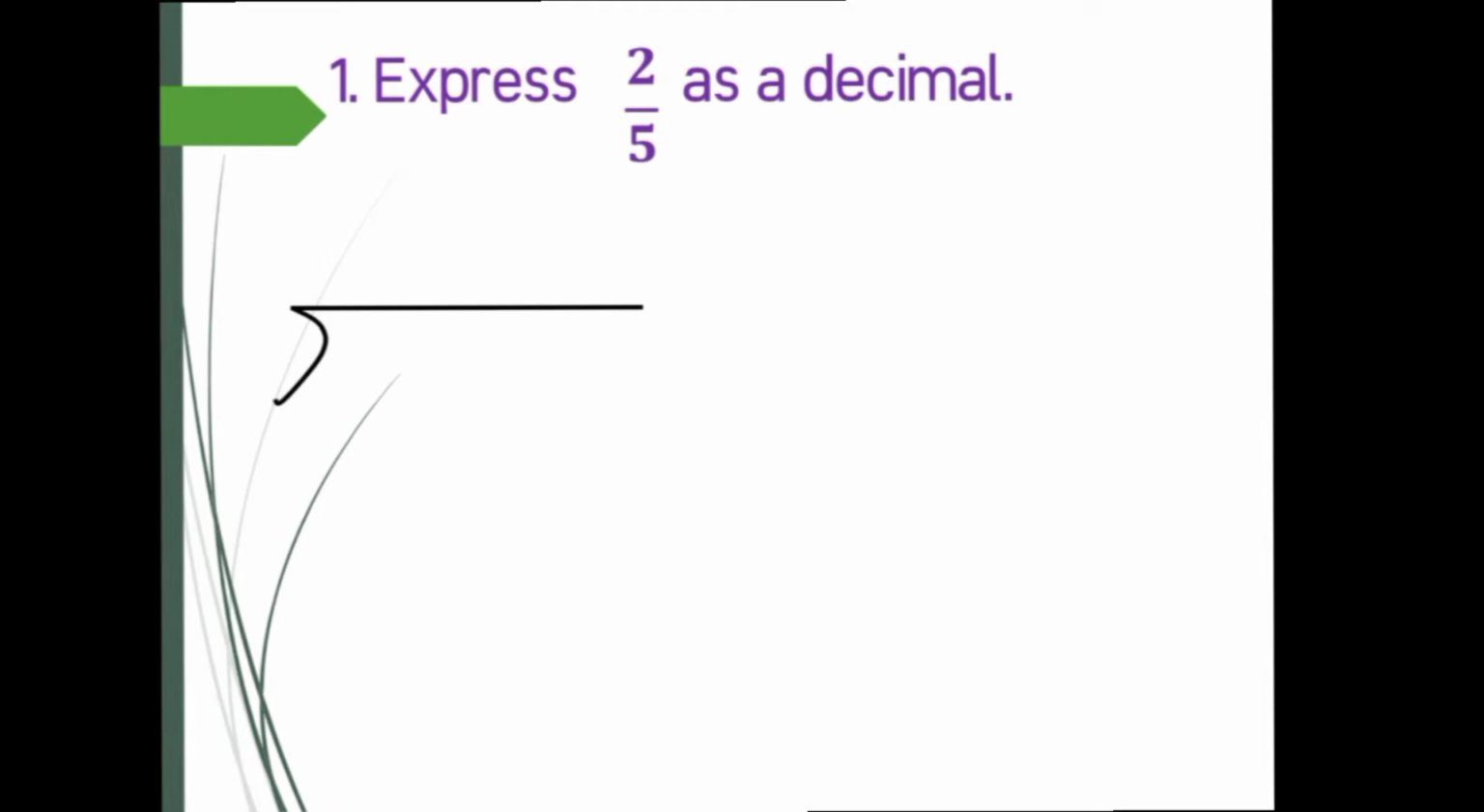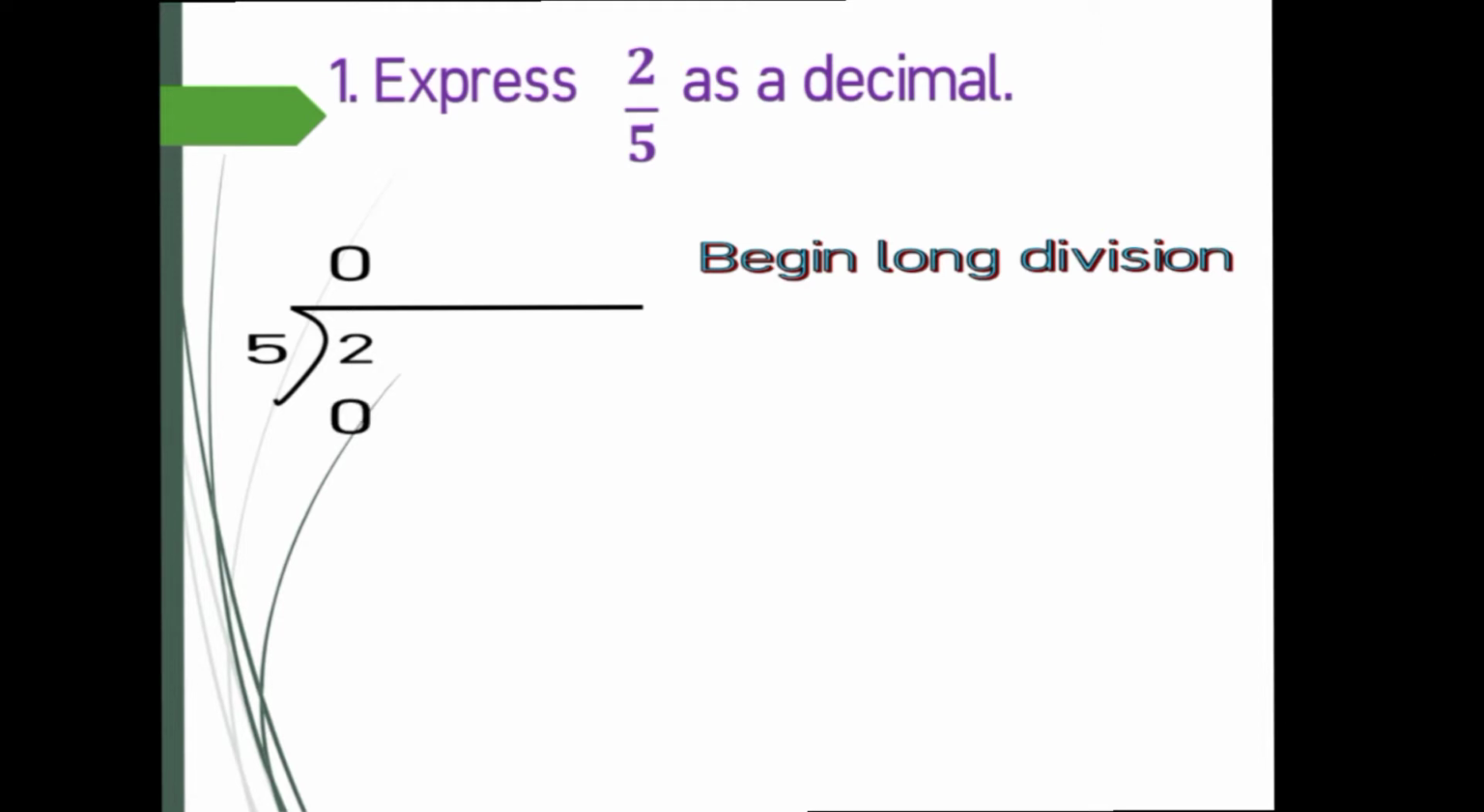So, si 2 will be on the inside kasi siya yung dividend, and then si 5 as a divisor, siya naman yung nasa labas. So, let's begin long division. 2 divided by 5 is 0 kasi wala namang 5 na makukuha kay 2. So, 0 times 5 is 0, and then subtract natin sila. 2 minus 0 is 2.